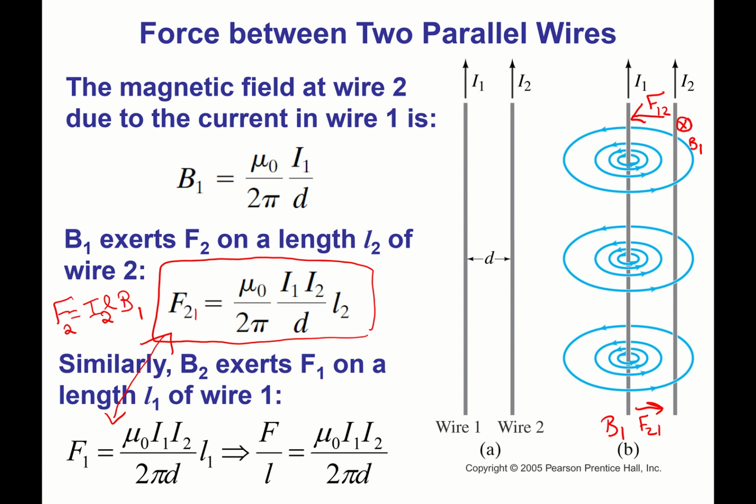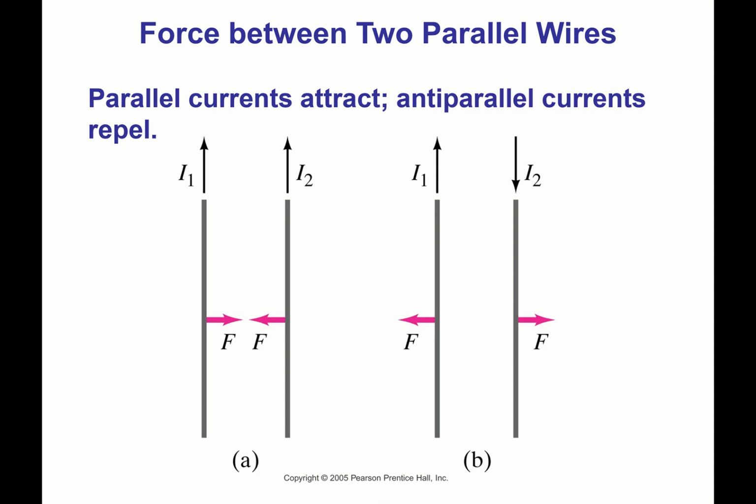So usually what we do is we write this equation as force per unit length, and then you can see the force per unit length of wire 1 on wire 2 is the same. It's just the product of the currents divided by the distance between them times mu0 over 2 pi. So just like I was discussing on the previous page, parallel currents will attract each other, anti-parallel will repel. So I already showed you the example of why parallels attract.